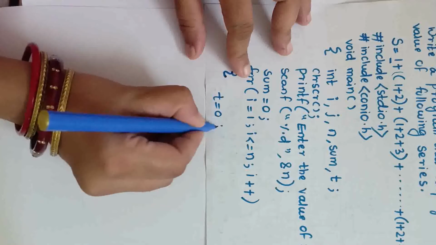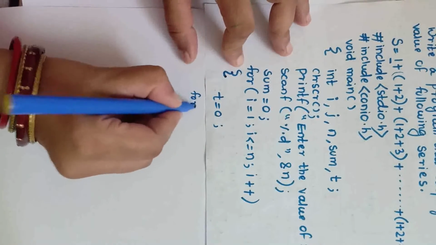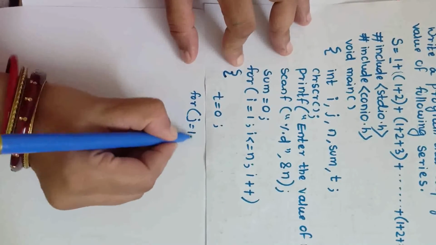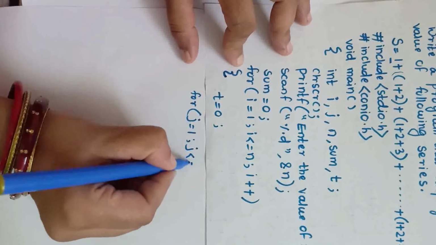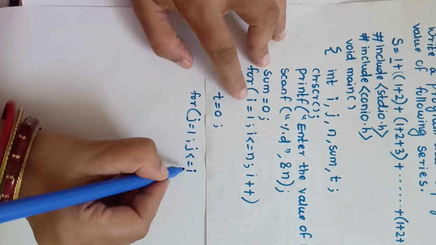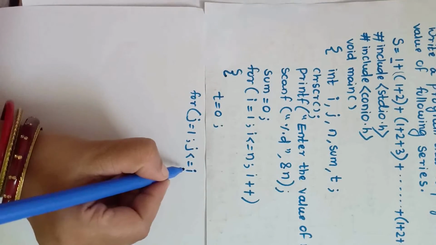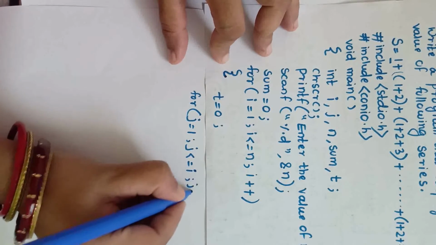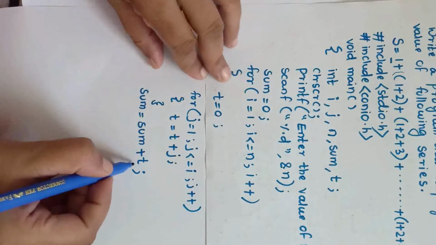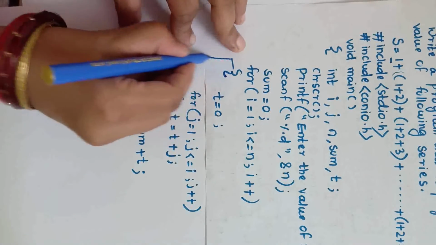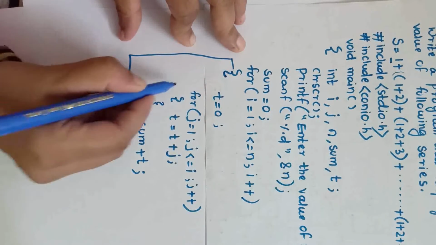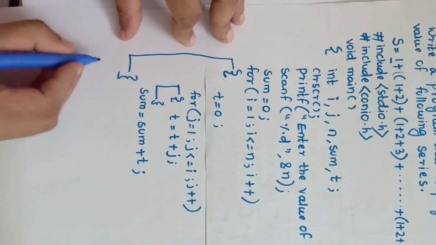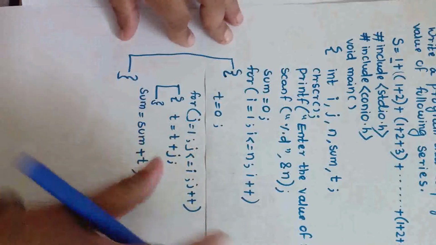Now my for loop, then the other for loop I start here. For j equals 1, j less than or equal to i, because here I am inside the i loop. So what is the condition? j is less than or equal to i. Then j plus plus, adding t to the sum value here. So now this for loop is finished here, and this for loop is finished here. Okay, so my work is now finished here.